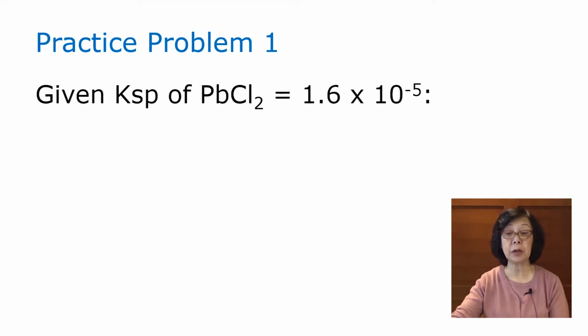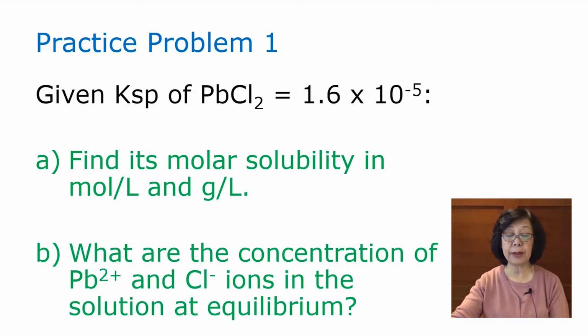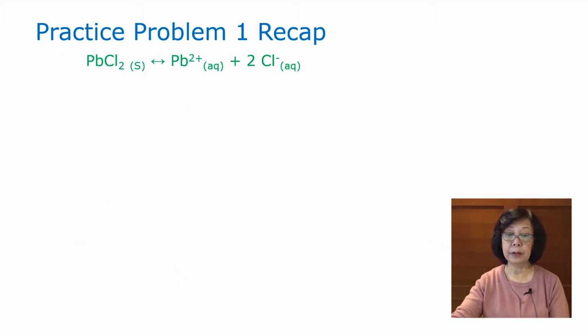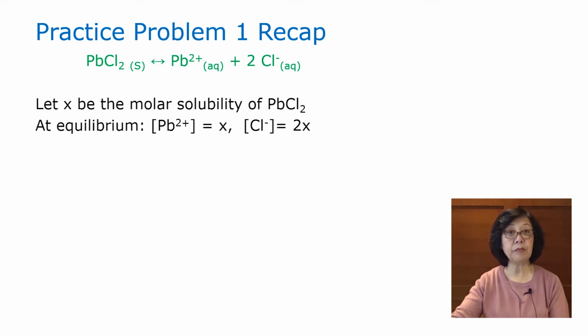Given the KSP of lead chloride, 1.6 times 10 to the minus 5, find the molar solubility in mole per liter and grams per liter? And what are the concentrations of lead ion and chloride ion at equilibrium? So first we write the equation, dissolving of lead chloride to form lead ion and 2 moles of chloride ion. Now let X be the molar solubility of lead chloride. That means at equilibrium, we form X mole per liter of the lead ion and also 2 times X for the chloride because of the stoichiometry.